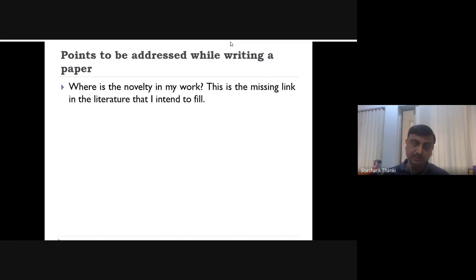What is novelty in your work? You are just following the same tool. You are just following the same approach. You are collecting the data as others have collected. So what is new in your work?